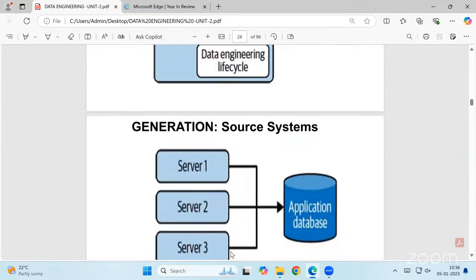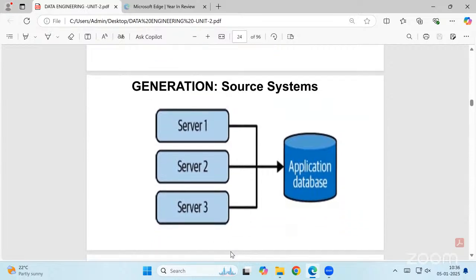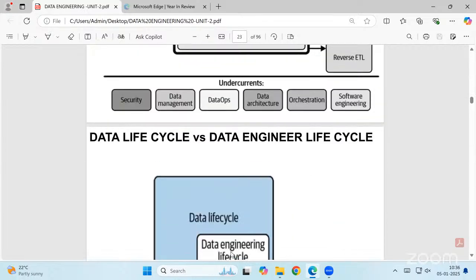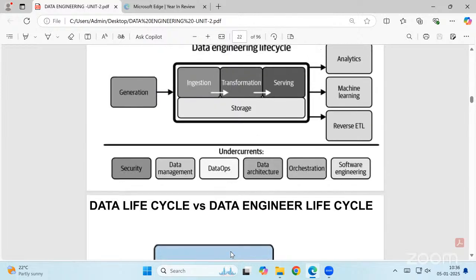Okay. So just putting it in a diagram, we'll see one by one phase. What is the first phase? Generation. Next, we'll see ingestion, transformation, storage, serving, analytics, machine learning, reverse ETL. Machine learning and analytics we covered in the earlier class, but still we'll see some of them here. And ETL we'll discuss now. And these are the operations that we are going to cover in the afternoon session. Post lunch, we'll cover the undercurrents of the data engineering life cycle.